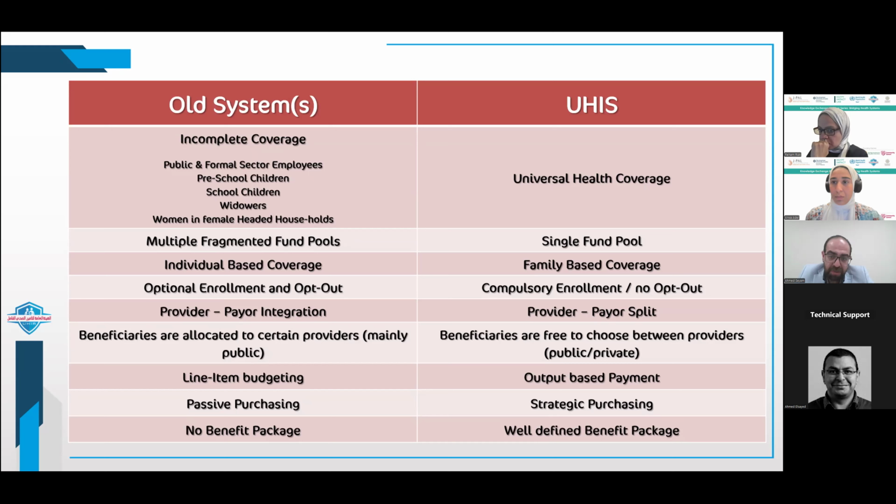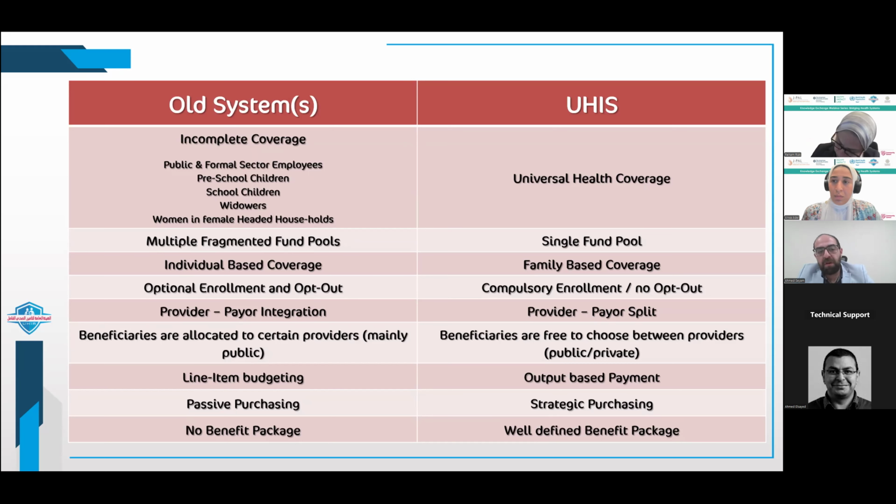For the universal health insurance scheme, there's a full provider-payer split. So the Universal Health Insurance Authority is basically the payer. It's the insurance company that's owned by the beneficiaries, let's say. And we strategically purchase healthcare services from public and private providers, and we pay for these services on an output basis, rather than the previous way of financing healthcare services through line item budgeting for public facilities.